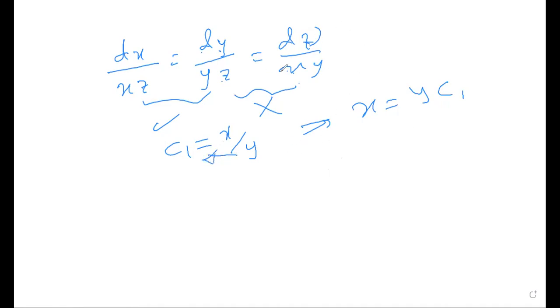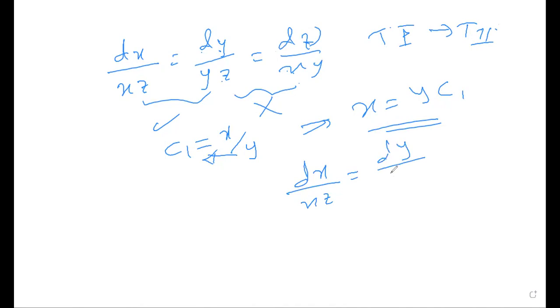So this is the difference from type 1 to type 2. Somewhere we may have it like this. So there you have to substitute whatever your C1 is. So again, I'm going to take my dx over xz, which is equal to dy over yz. Okay, that is the possible one.